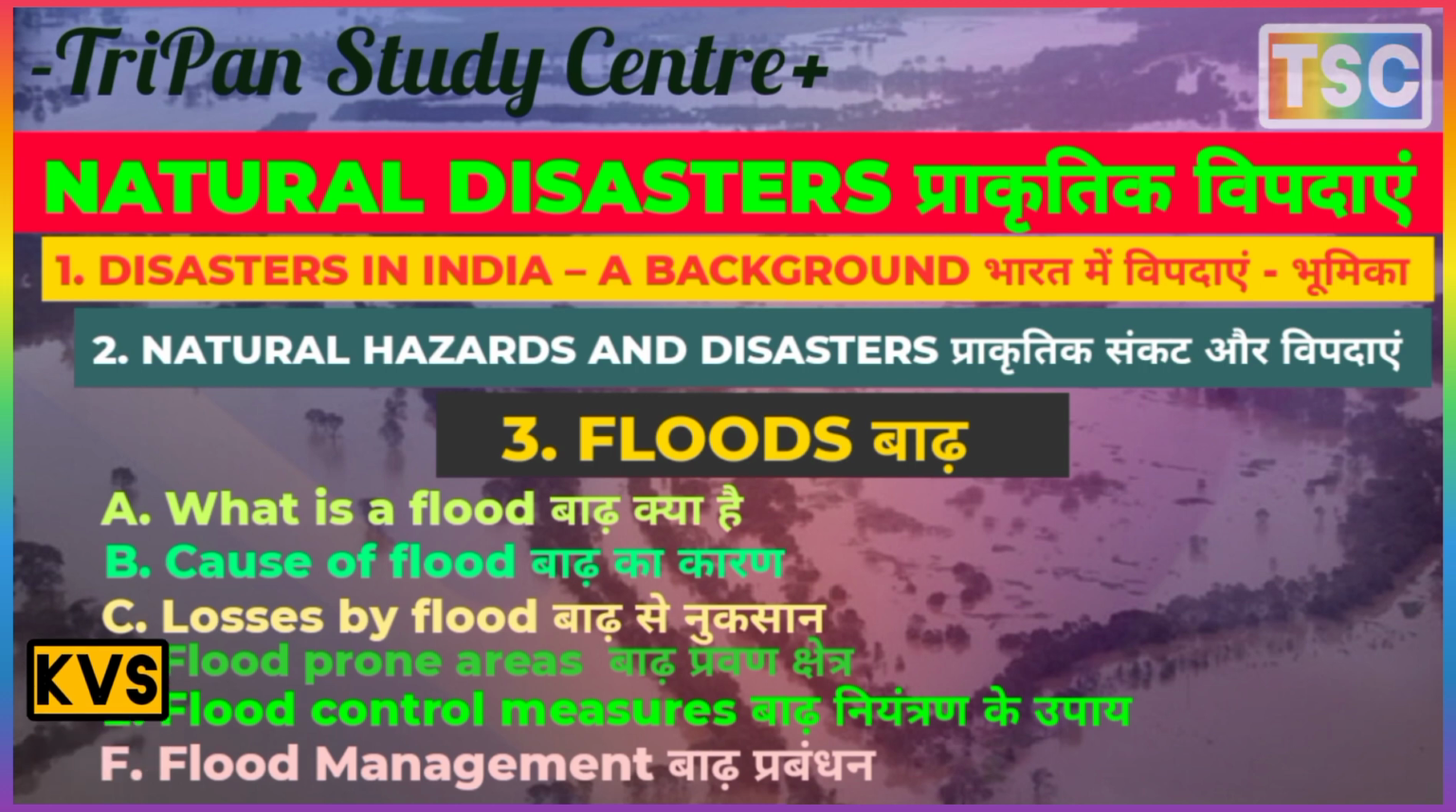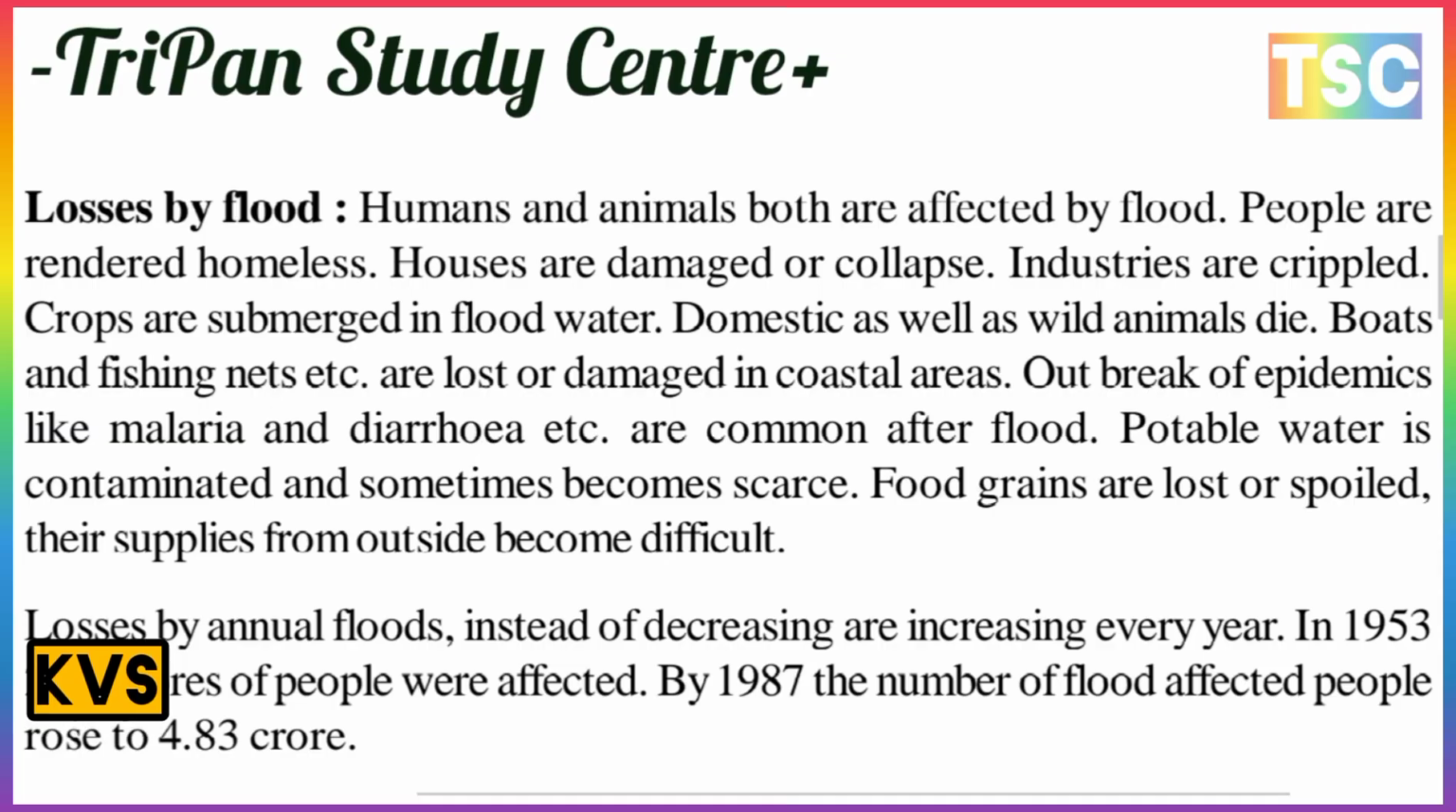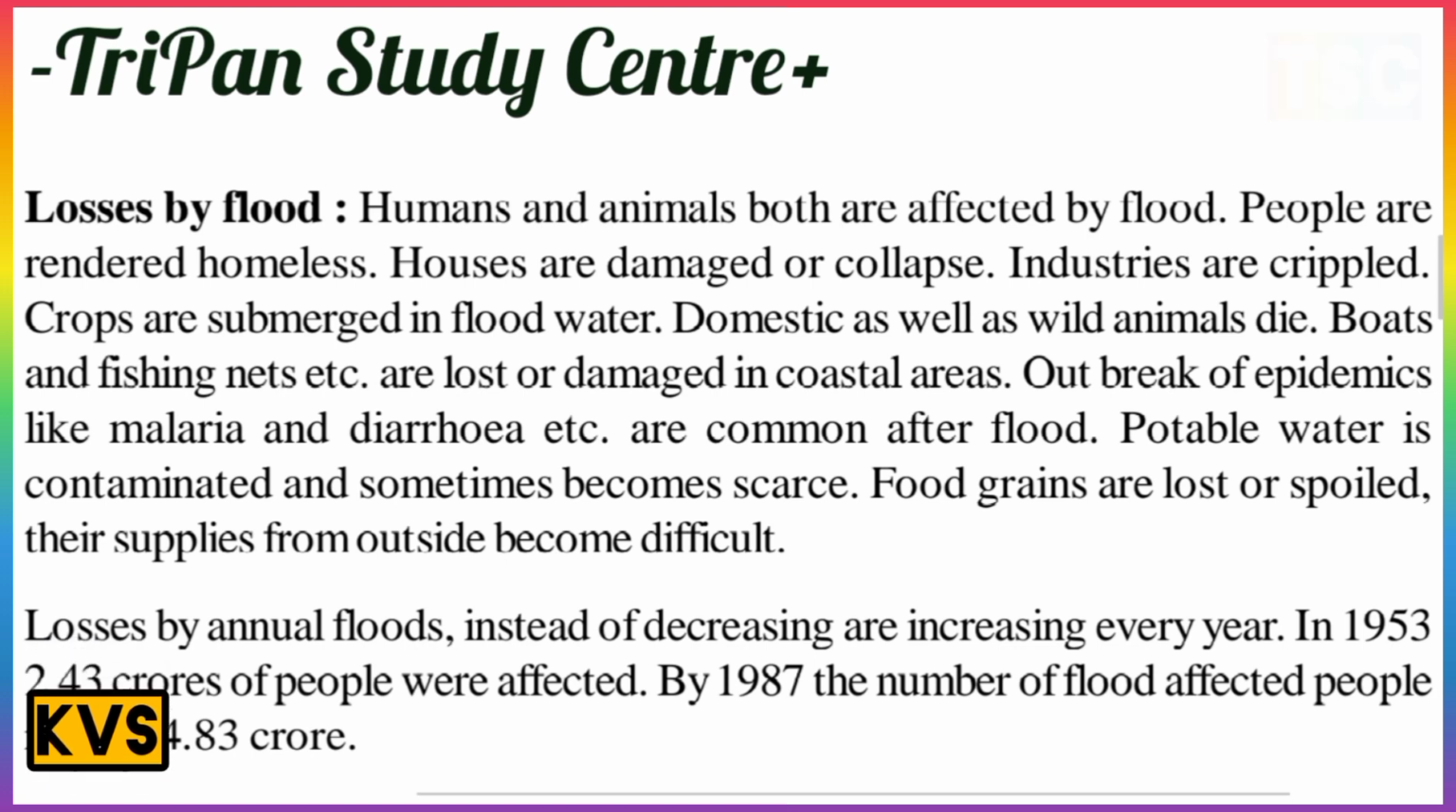Next, losses by floods. Both humans and animals are affected by floods. People are rendered homeless. Houses are damaged or collapse. Industries are crippled, and crops are submerged in the flood water. Domestic as well as wild animals die, and boats and fishing nets are lost or damaged in coastal areas.